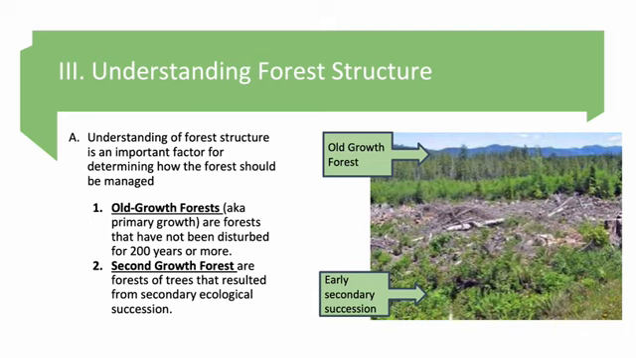So old growth forests are forests that have not been disturbed for 200 years or more. They have really big trees. They're very well developed. Second growth forests are forests that are full of trees that have resulted from some sort of secondary ecological succession. So what that means is that maybe the trees have been cut down and this is new growth that's coming after that. Maybe there's been a forest fire and there's been new growth after that. So it wasn't everything completely taken away and stuff coming from nothing, but there was still soil there, and then plants started to grow.